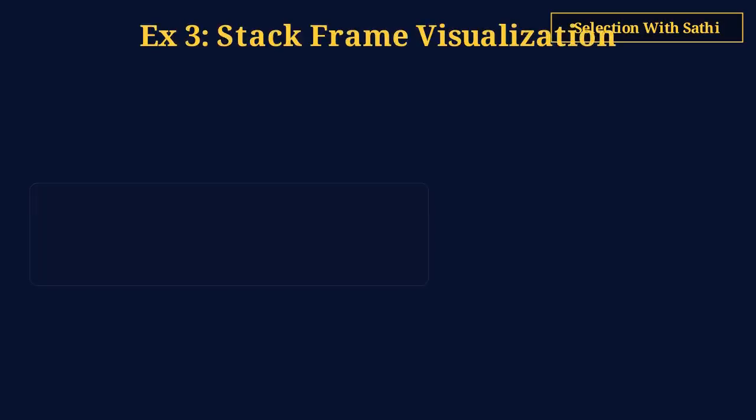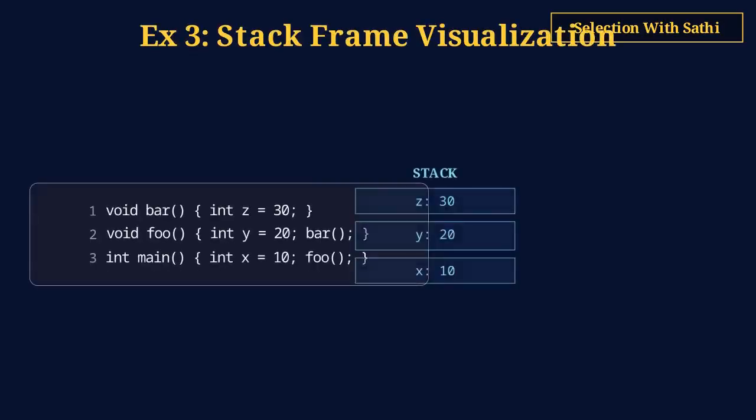Third example, stack frame visualization. When main is called, a stack frame is pushed with main's local variables, say int x = 10. When main calls foo, a new frame is pushed on top with foo's locals, say int y = 20. When foo calls bar, a third frame is pushed with bar's locals, say int z = 30.